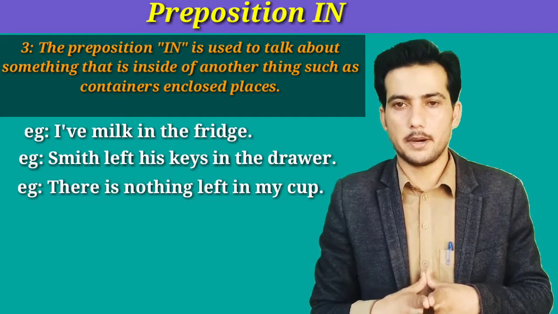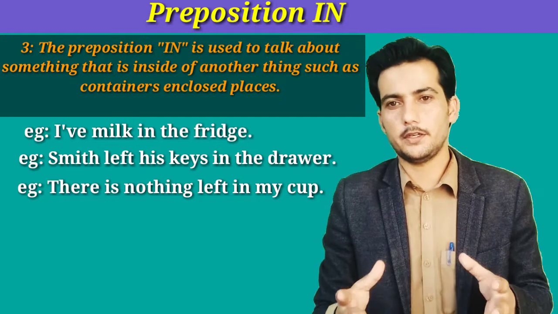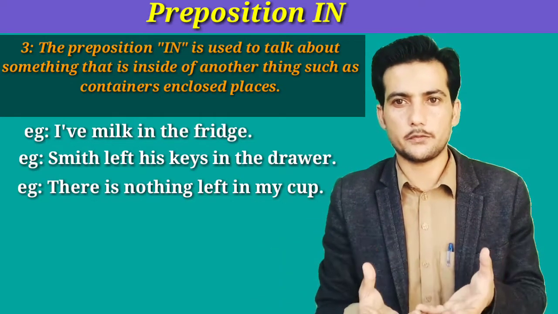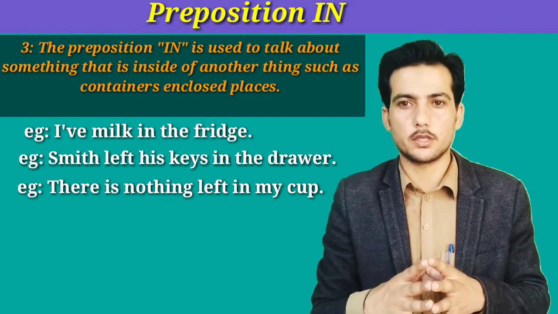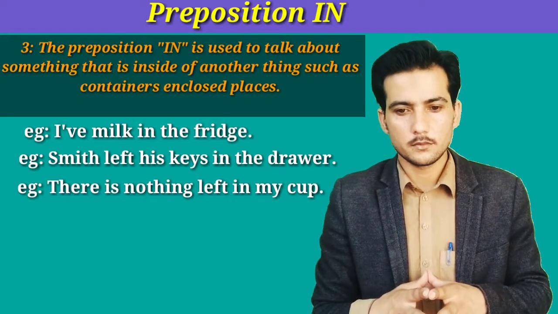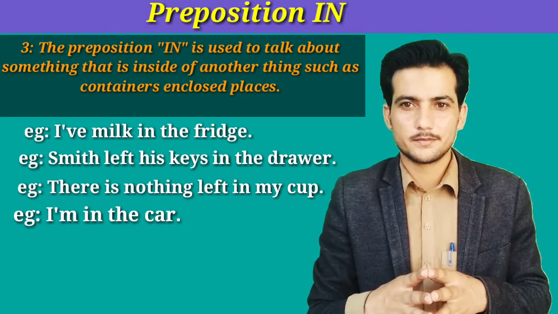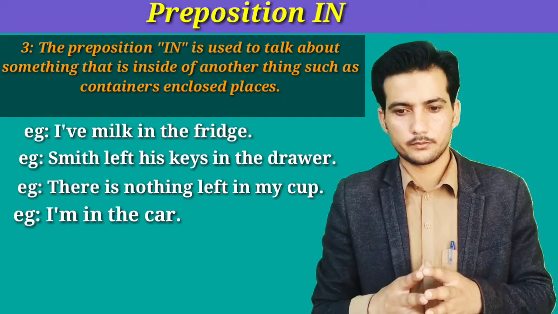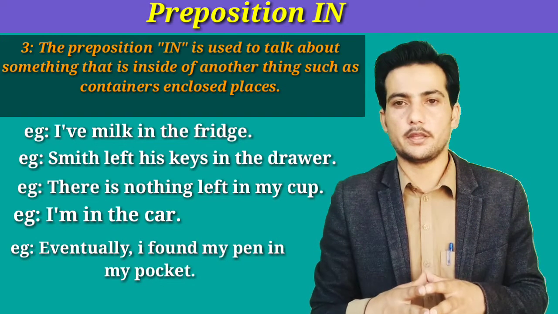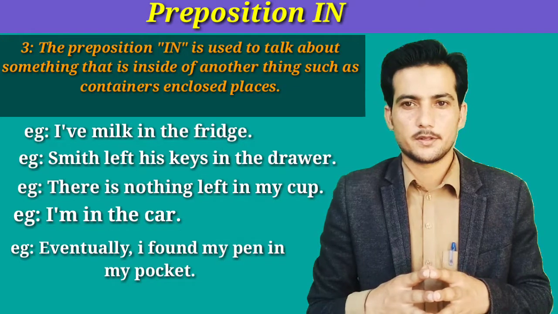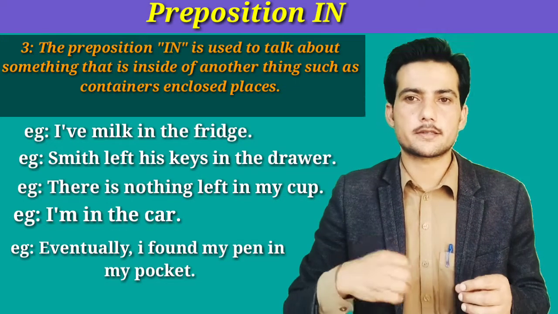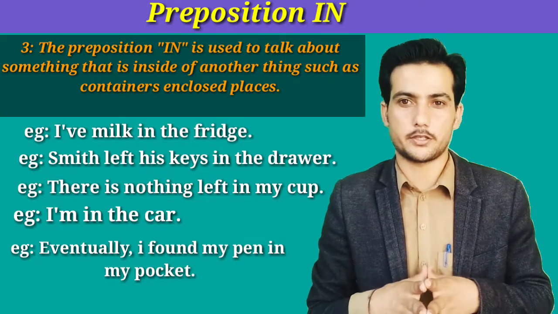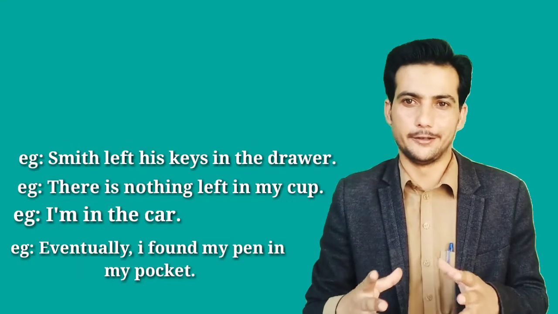There is nothing left in my cup. Definitely, when something is in your cup, it is inside of it. When it is inside of it and you talk about it, then you will use the preposition "in". I am in the car. Again, you are inside the car, so you can say that I'm in the car. Eventually, I found my pen in my pocket. Again, something is inside of my pocket: my pen. So that is why I use the preposition "in".